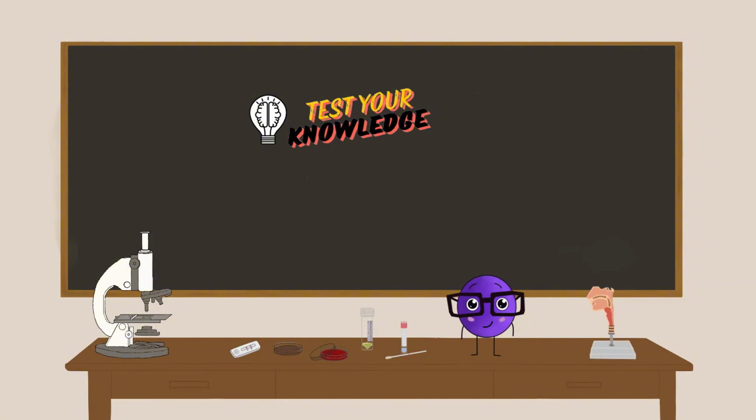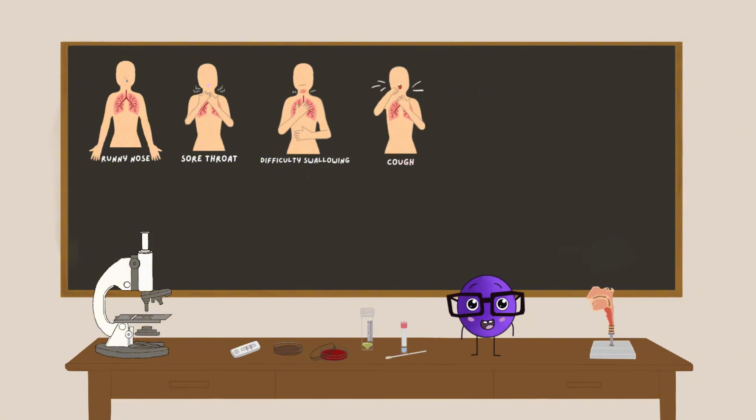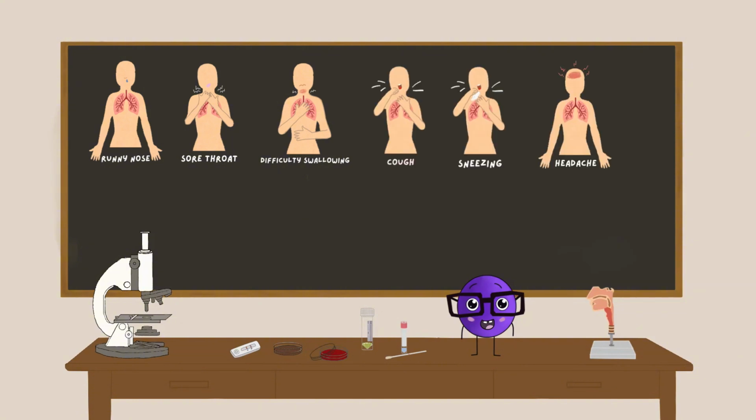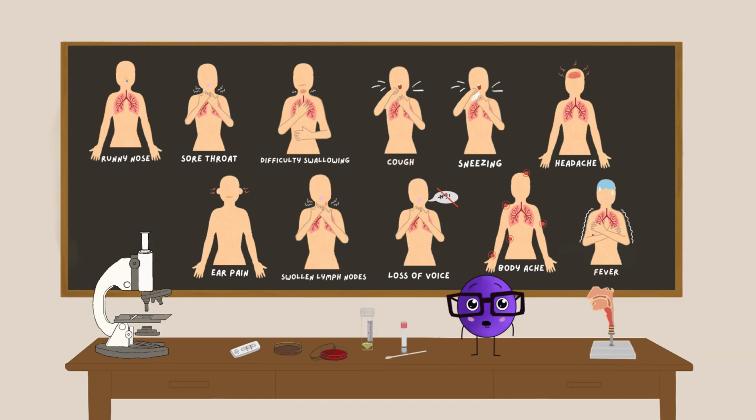Remember the tip from episode 4 about the suffix itis, meaning inflammation? This knowledge can help you decode terms like laryngitis, which means inflammation of the larynx. How do you know when you're suffering from an upper respiratory tract infection? These infections often present with symptoms such as a runny or stuffy nose, sore throat, difficulty swallowing, cough, sneezing, headaches, ear pain, swollen lymph nodes, loss of voice, body aches, and sometimes a fever.